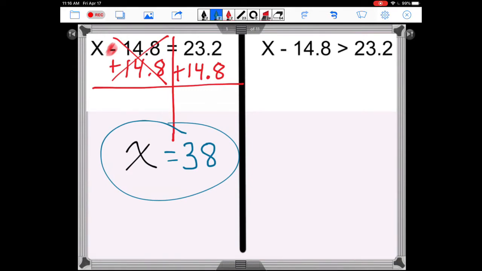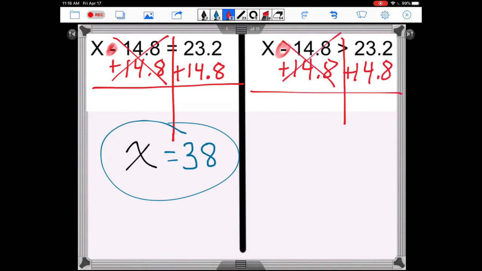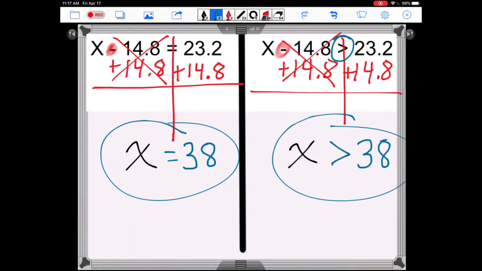Okay? We're going to do the inequality literally the exact same way. So we're going to draw a line down our inequality, our greater than. We have a minus 14.8, so the opposite would be to add 14.8 to both sides. The negative 14.8 and positive 14.8 make 0, and so we're just left with x. The 23.2 plus 14.8 still makes 38. But instead of an equal sign, we have to keep our inequality. So x is greater than 38.